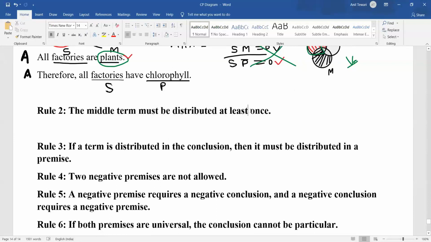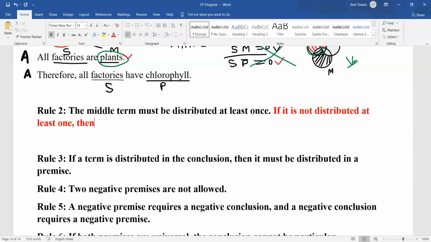It has to be distributed once. Wherever it occurs in the whole, it must be distributed at least once. If it is not distributed at least once, then the syllogism will be invalid. Any invalid argument has a fallacy. So if the middle term is not distributed in any argument, it is invalid, and any invalid argument involves fallacy. The fallacy due to the non-distribution of the middle term is called the fallacy of undistributed middle term.